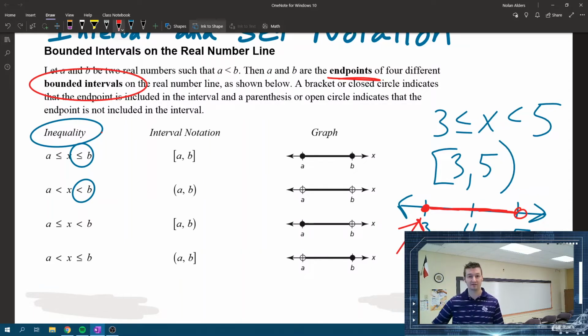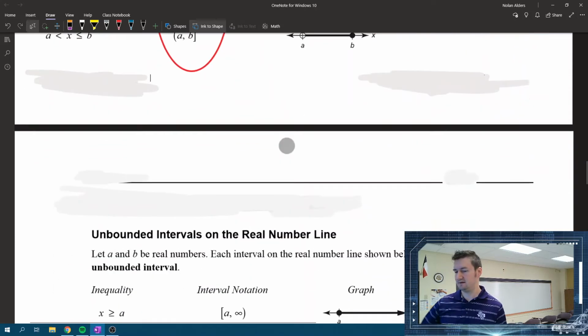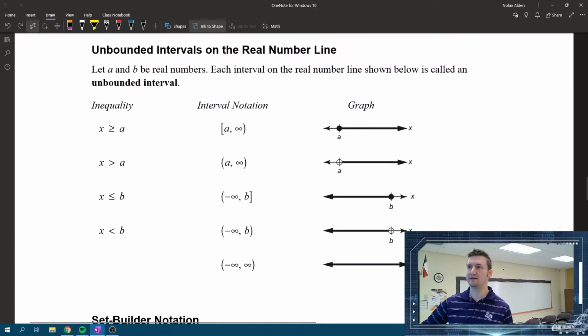Bounded in this case, in our example, by 3 and 5. And down here, when we're looking at some of these little general examples, A and B are just representing numbers. So it could be any number depending on the problem that you work. All right, let's go ahead and scroll down and look at an unbounded interval.